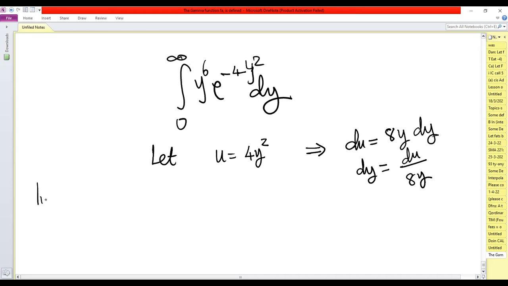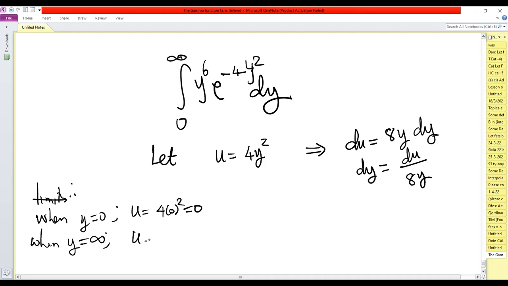So for the limits, when y equals 0, then u will be given by 4 times 0 squared, which will be 0. So the lower limit does not change. And then when y is infinity, u will be given by 4 infinity squared. So this will still be infinity. So the limits are unchanged.